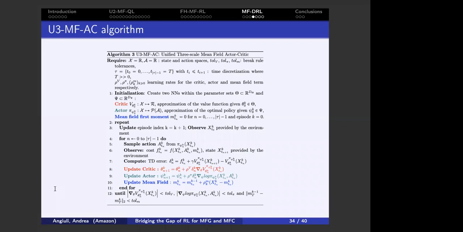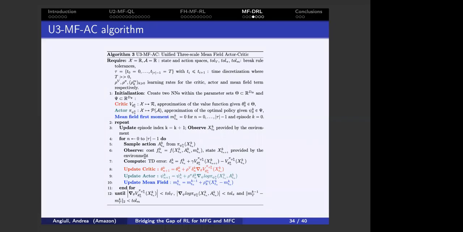And we use 2 neural networks to approximate the value function and the policy. And we use a scalar estimate for the first moment of the law of the states. Then we iterate over different learning episodes, and at each step of the learning episodes, we have 3 updates.